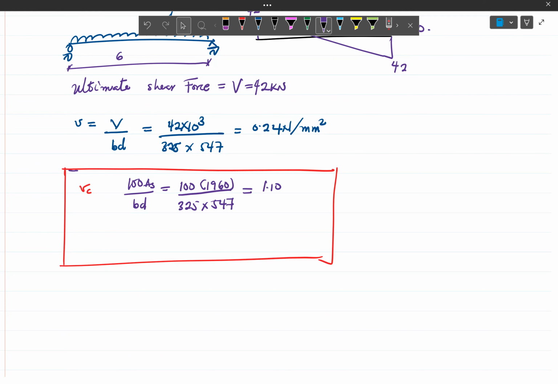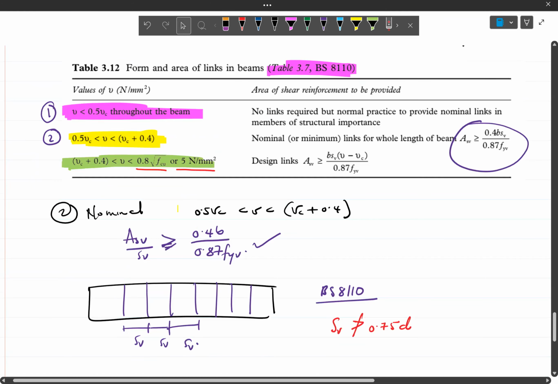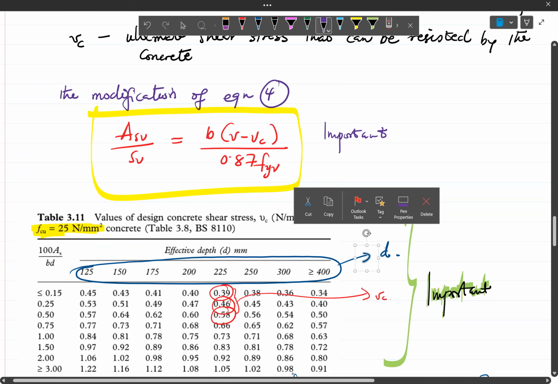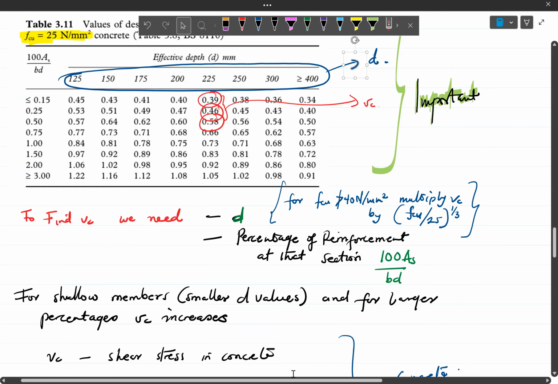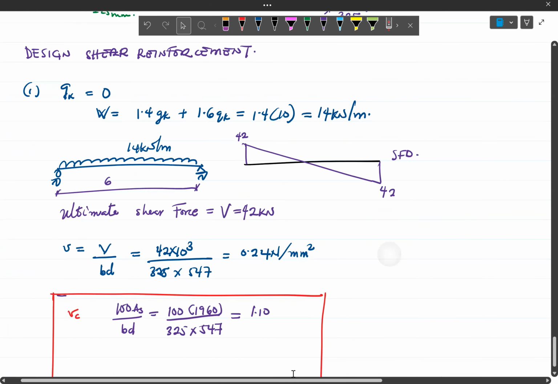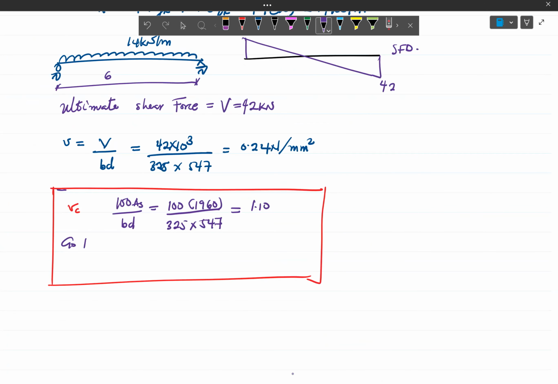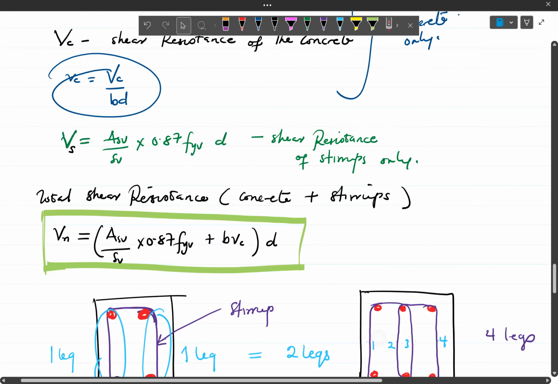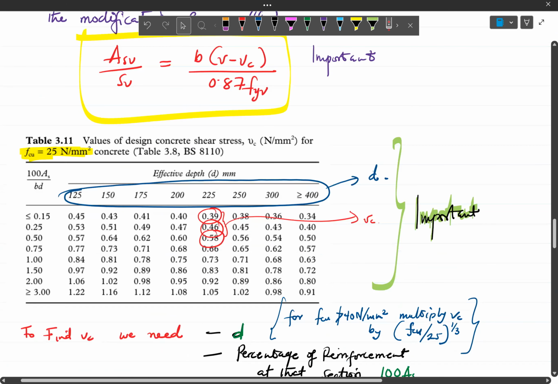We also know what D is. D is 547. So what do we do? We come to this table. Let me use the Euro code, table 3.8. Okay, sorry, the BS code, sorry. So go to table 3.8, BS 8110. Right. So you come to table 3.8.